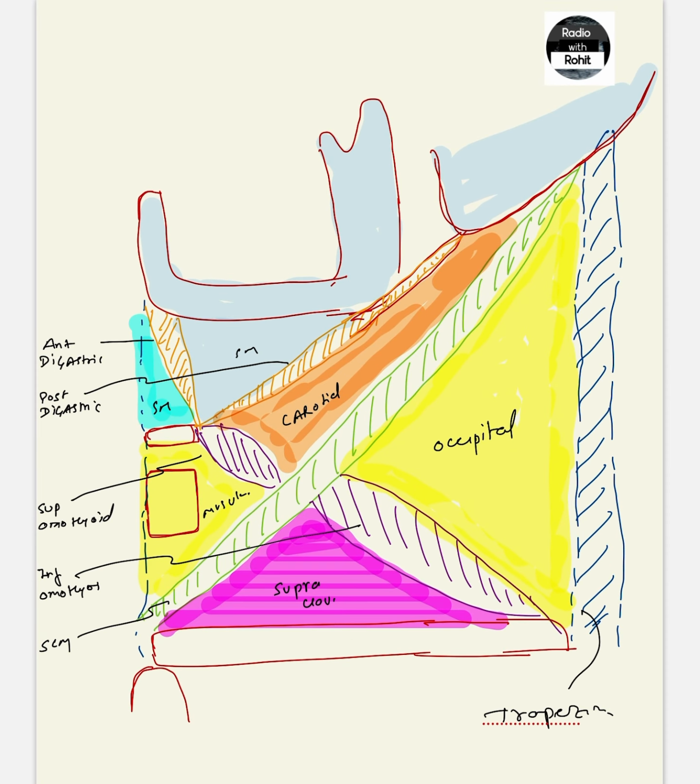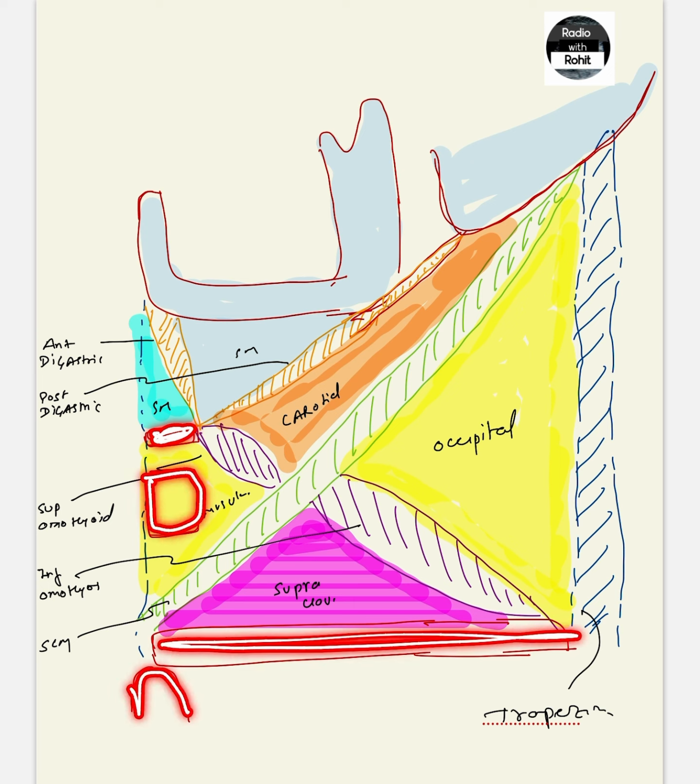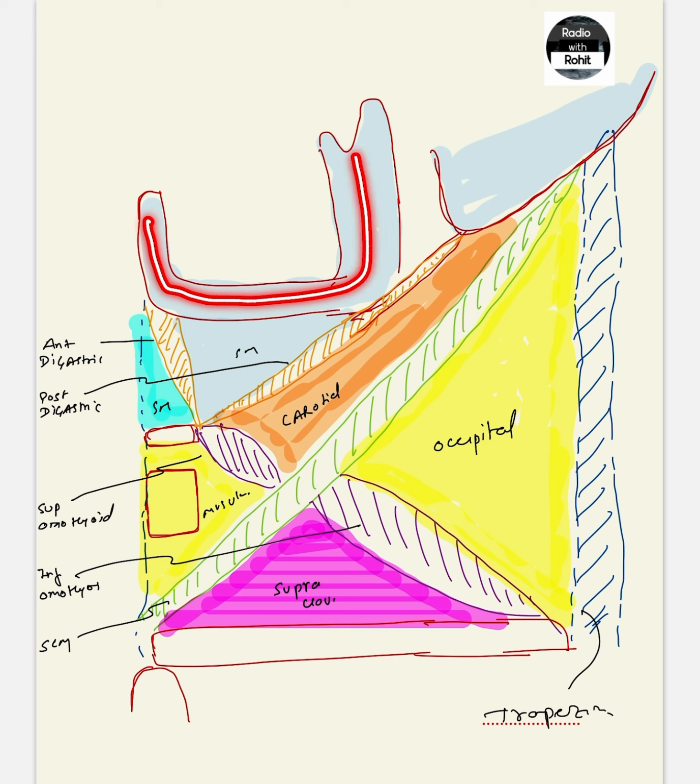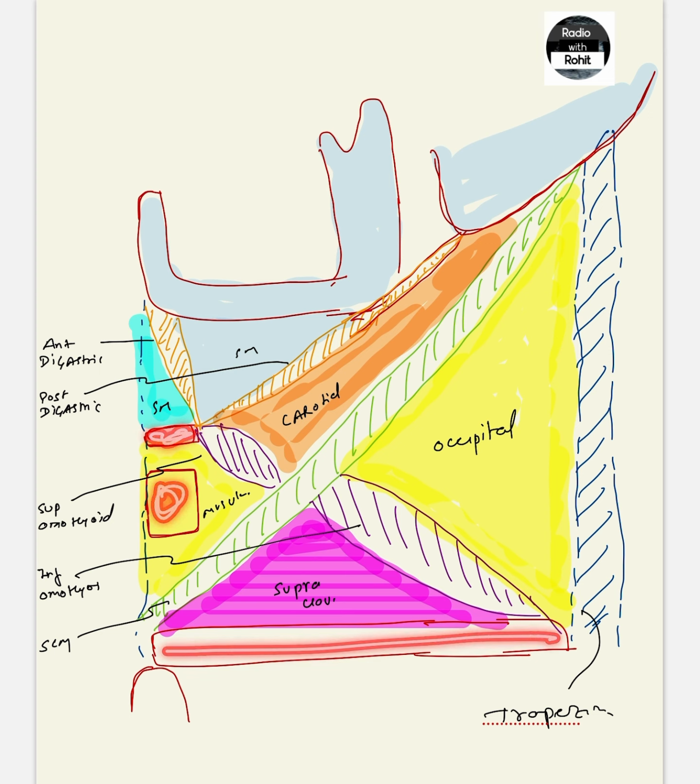So first of all, we will discuss the anatomy of the neck in brief. This is our mandible. This is the mastoid bone. This is the hyoid bone. This is the cricoid. This is the sternum. This is the clavicle. Repeat: mandible, mastoid, hyoid bone, cricoid, clavicle, sternum. This is the imaginary midline.